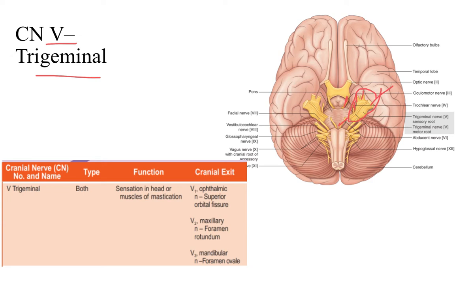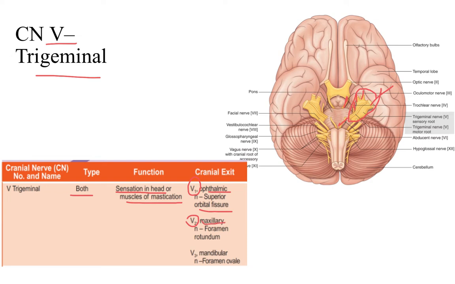The function, notice it says both, so sensory and motor. So the sensations in the head, and we'll talk about those, as well as the muscles of mastication. So the divisions are going to be V1, the ophthalmic nerve, and that's going to come out of the superior orbital fissure. And we saw that superior orbital fissure when we talked about cranial nerves 3, 4, and 6.